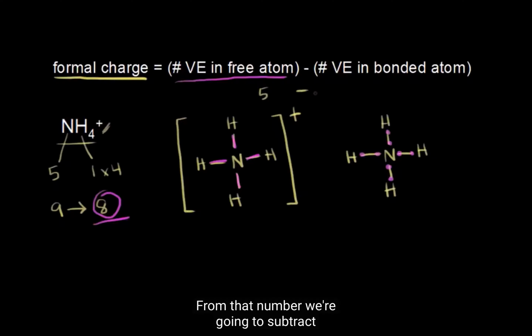From that number, we're going to subtract the number of valence electrons in the bonded atom. And the way to approach that is to look at your dot structure here and think about those 2 electrons in those covalent bonds. One of them we're going to assign to the hydrogen, and one of them we're going to assign to the nitrogen. And so we go around, we do that for each one of our covalent bonds like that.